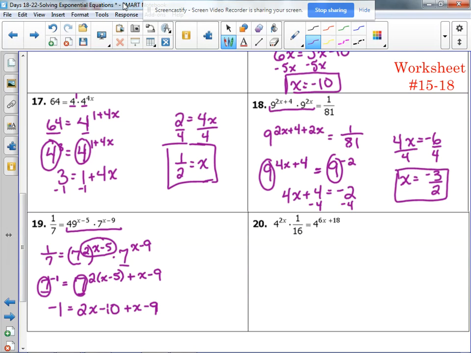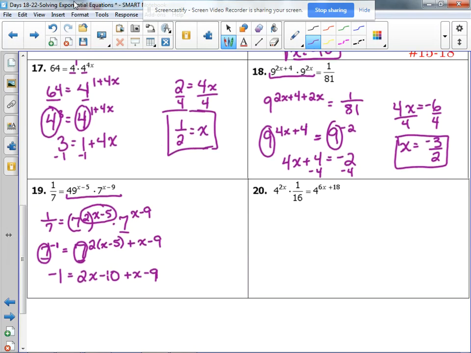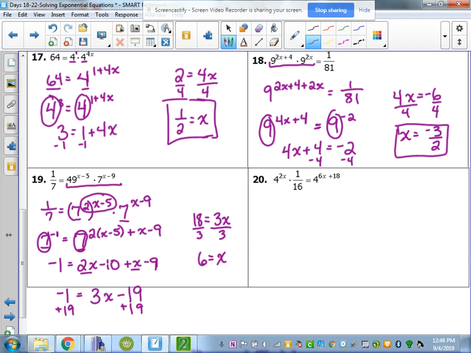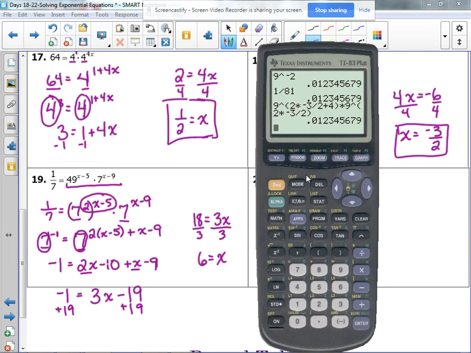We need to combine some like terms there on the right side before we start moving things from side to side. The right side, we've got 2x plus x, that's 3x. -10 minus 9 is -19. Now we can start solving for our variable. -1 plus 19 is 18, is equal to 3x. Divide both sides by 3, and we get 6.